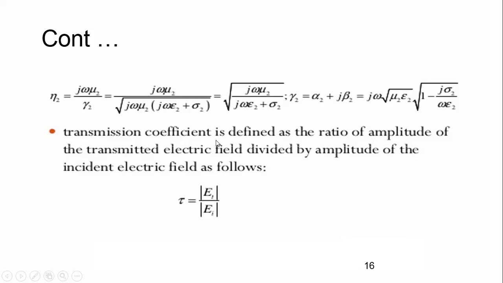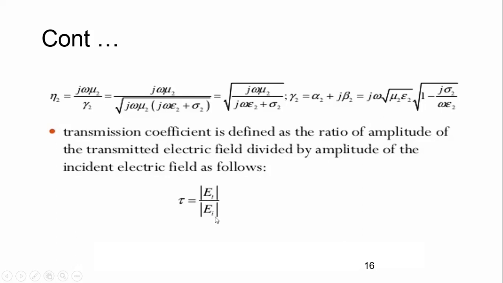So in this way, the transmission coefficient can be defined as the ratio of the amplitude of the transmitted electric field divided by the amplitude of the incident. So in short, the reflection coefficient indicates the reflected wave. Similarly, the transmission coefficient indicates the transmitted wave.